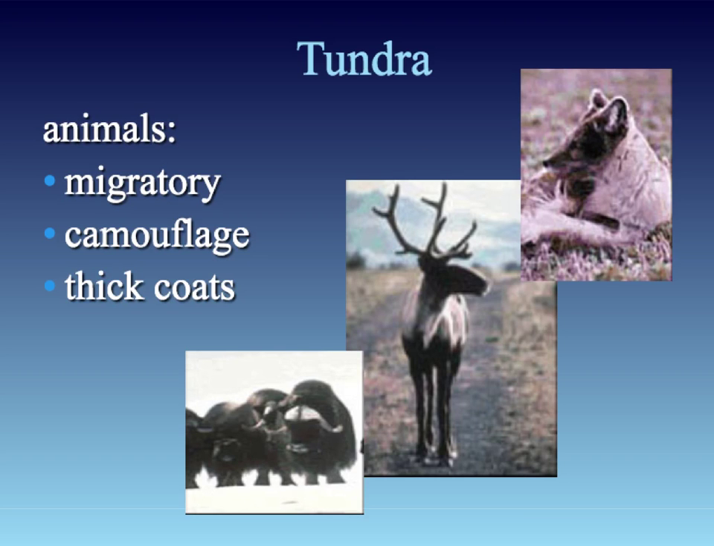The animals that you will find in the tundra are migratory. They do have camouflage, and they have very thick coats because their winters are so long and cold and the summers are short, so they need those thick coats to survive. And that is all that we have for terrestrial biomes.